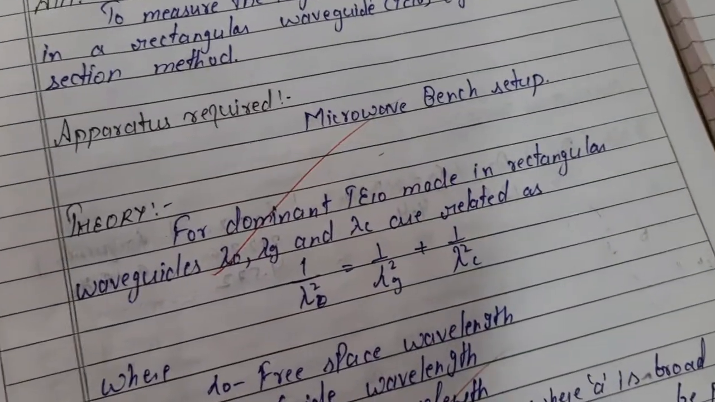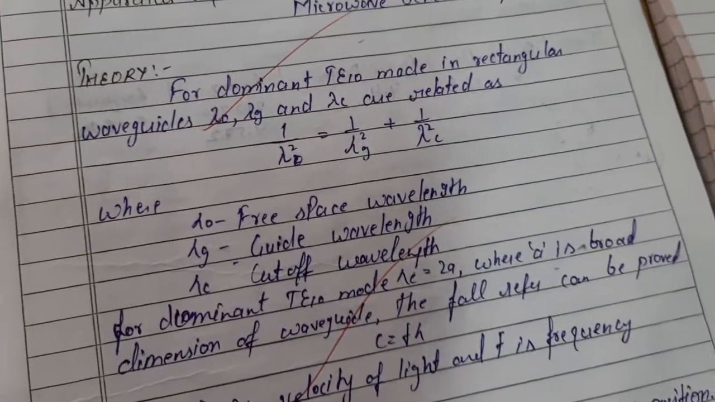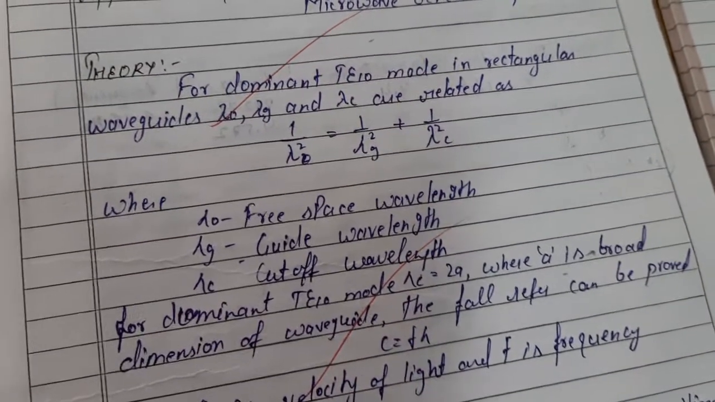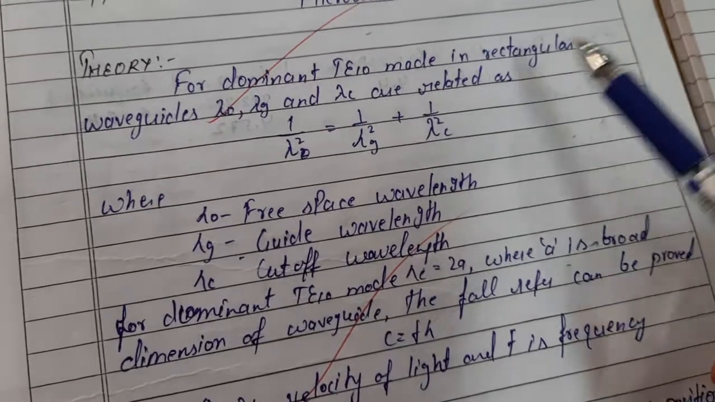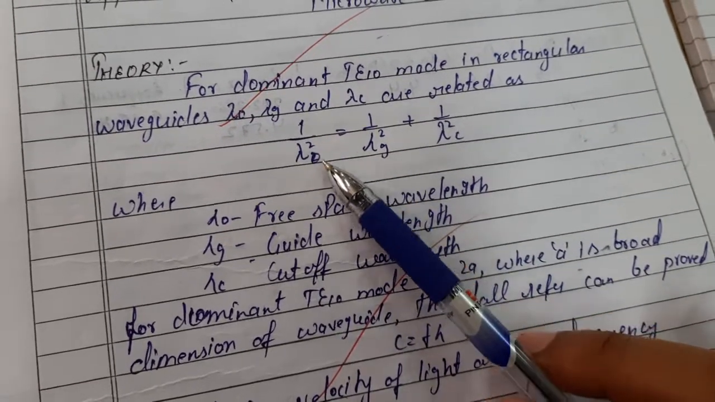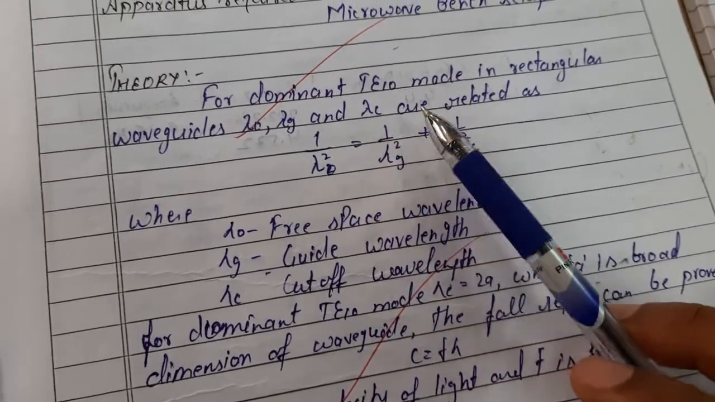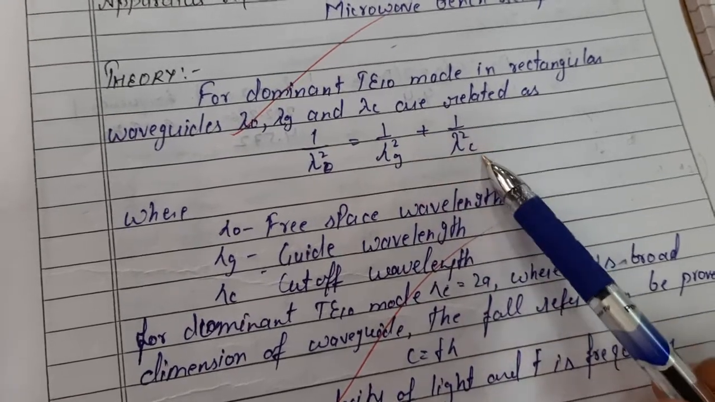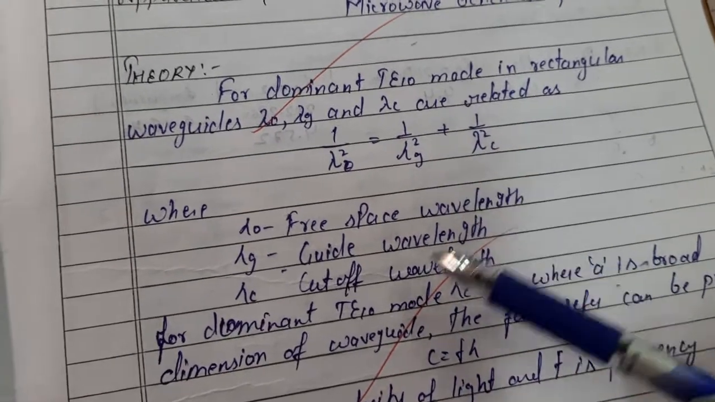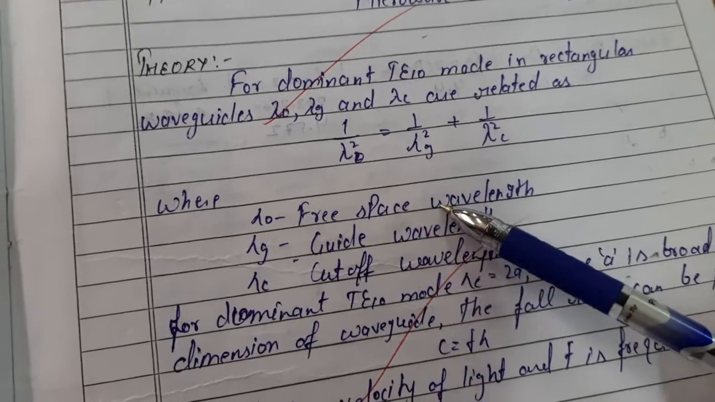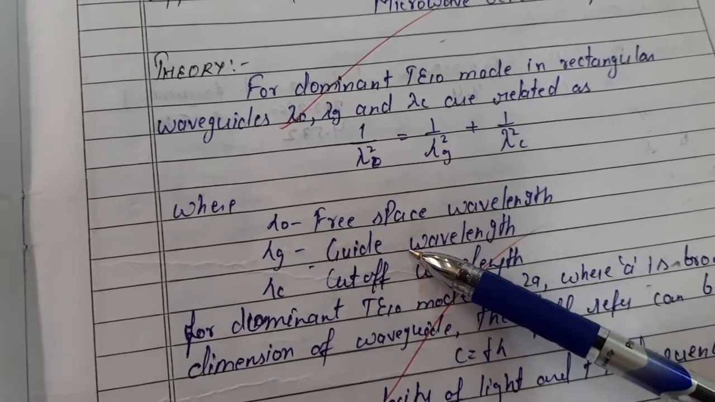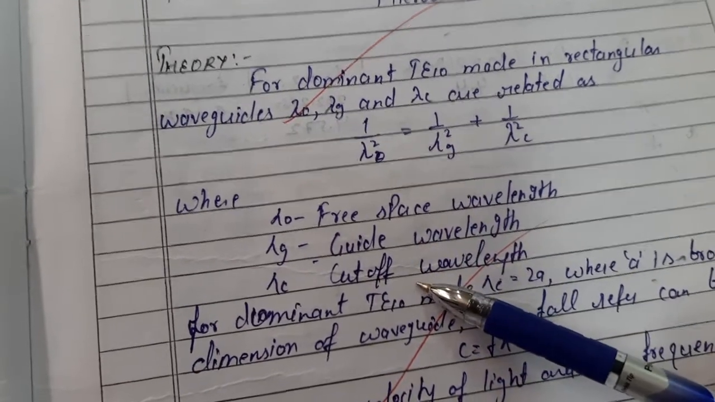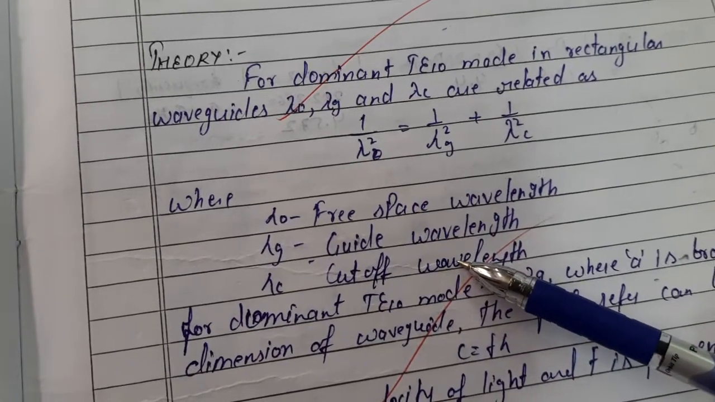First we see the relation available to calculate your frequency. 1 upon lambda naught squared is equal to 1 upon lambda g squared plus 1 upon lambda c squared. Here lambda naught is the free space wavelength, lambda g is the guided wavelength, and lambda c is the cutoff wavelength.